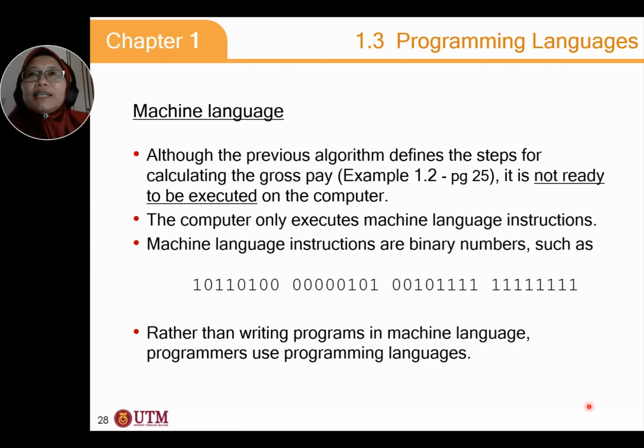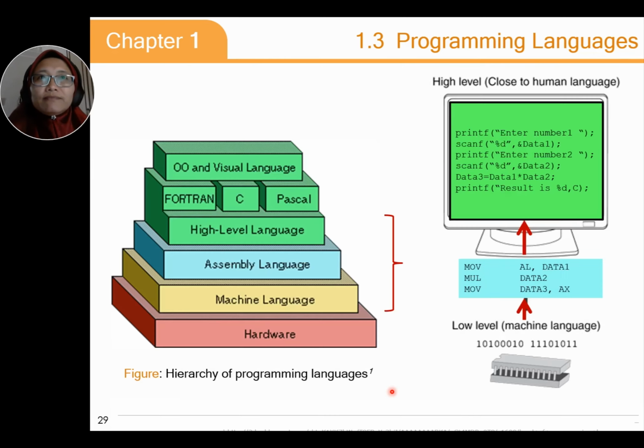Here is a little explanation of machine language. As mentioned previously, a computer only executes machine language instructions, which are made up of binary numbers, zeros and ones. But we as programmers, we don't write programs in machine language. We write in a programming language at a higher level.